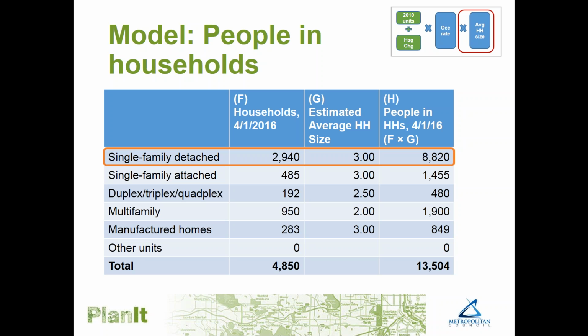So that kind of brings up the overall average household size of the community, which we get by dividing the 13,504 people in households by the 4,850 households to 2.78 persons per household on average, which is higher than the regional average household size of about 2.5 currently, but it's still lower than they have been in the past. So in 1970, soon after the council was formed, the average household size for the region was 3.19. So on average, households are a lot smaller than they used to be.